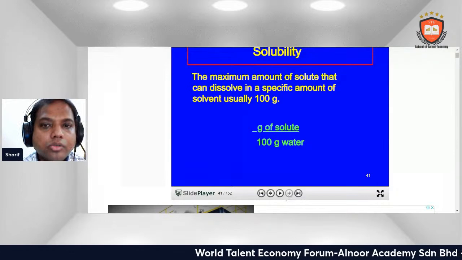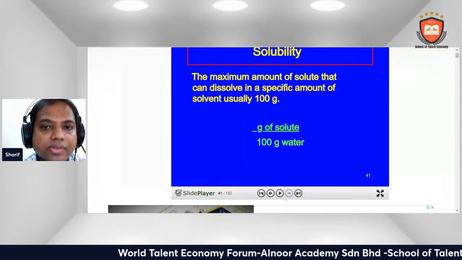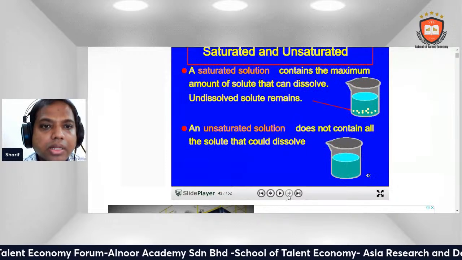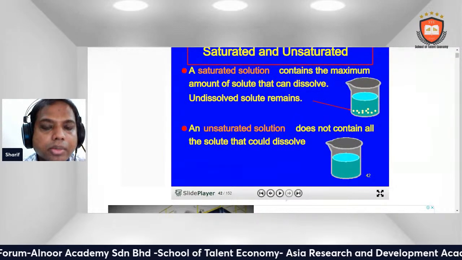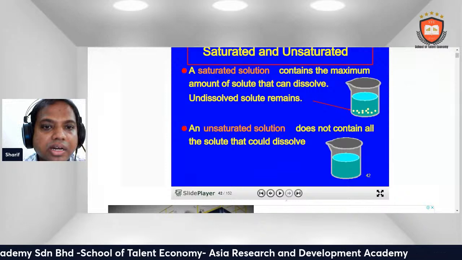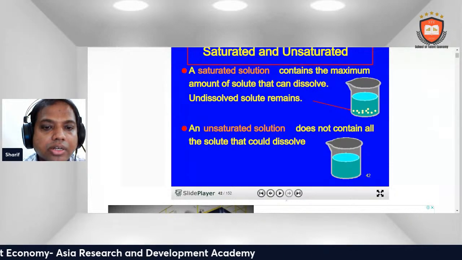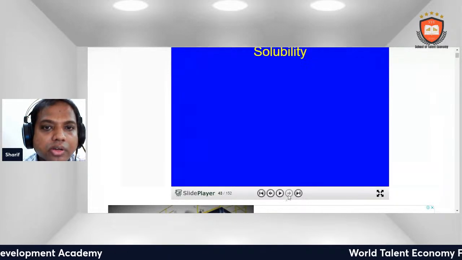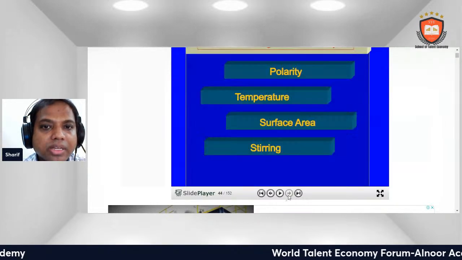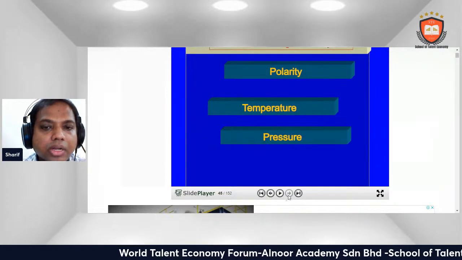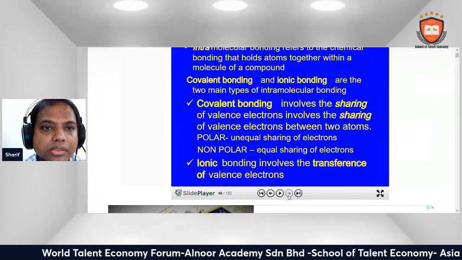Solubility is the maximum amount of solute that can be dissolved in a specific amount of solvent, usually 100 gram. Saturated solutions contain the maximum amount of solute that can be dissolved; undissolved solute remains. An unsaturated solution does not contain all the solute that could dissolve. Solubility depends on polarity, temperature, surface area, stirring, and pressure.